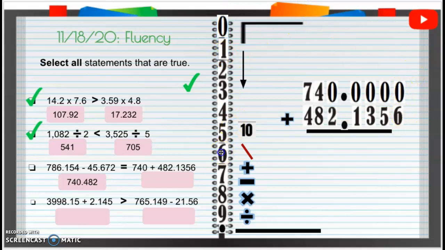0 plus 6 is 6. 0 plus 5 is 5. 0 plus 3 is 3. 0 plus 1 is 1. Drop that decimal. Drop it low. 0 plus 2 is 2. 4 plus 8 or 8 plus 4.